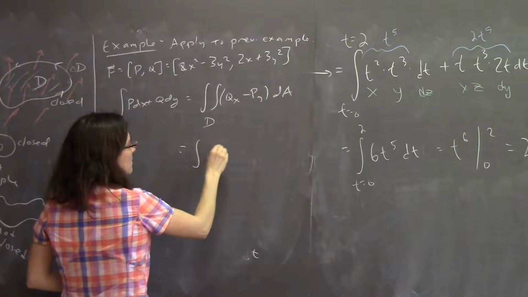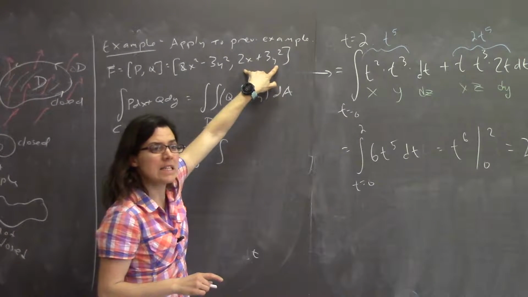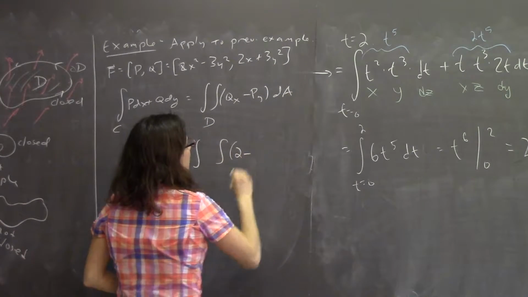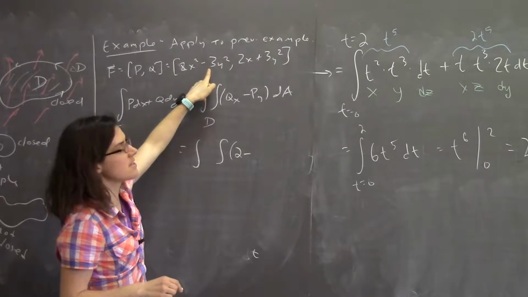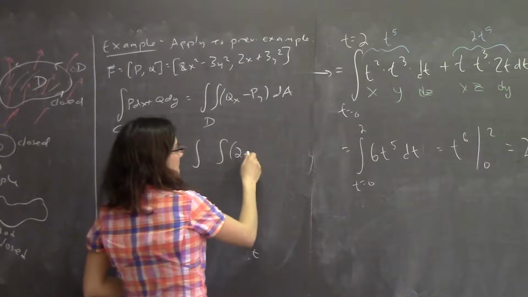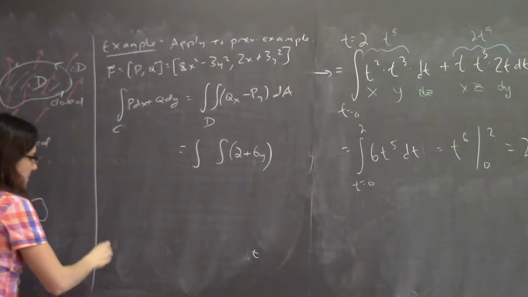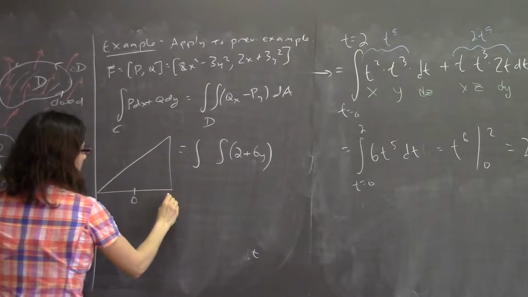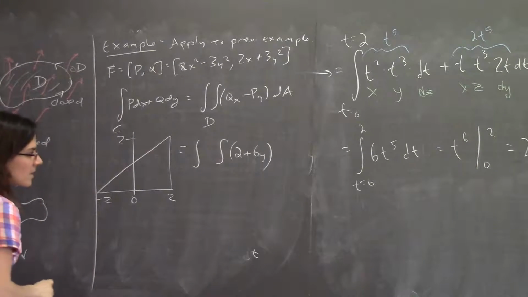Okay, so let's set this up. Partial derivative of Q with respect to x is just 2, minus partial derivative of P with respect to y, which is negative 6y. So 2 minus negative 6y is 2 plus 6y. And now I want to set up my integral. I'll redraw it over here. So this is 0, x is 2, x is negative 2. Here y is 2.